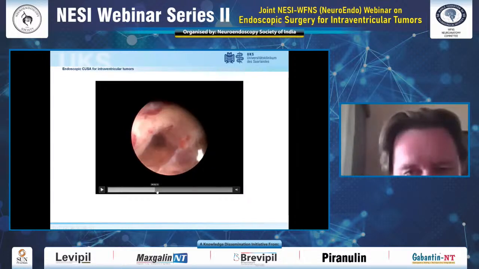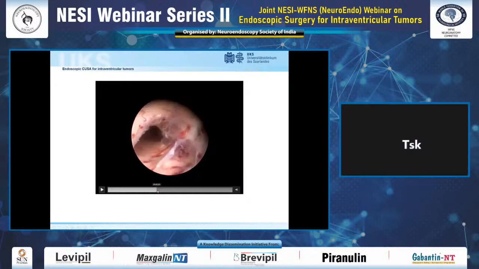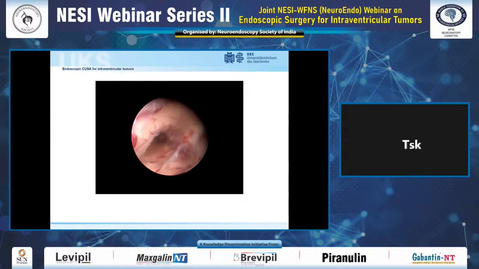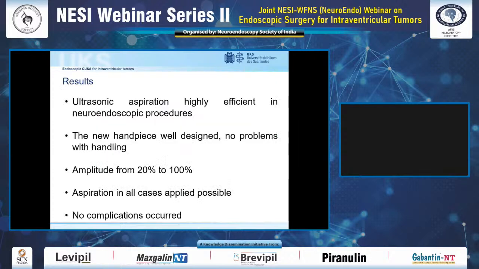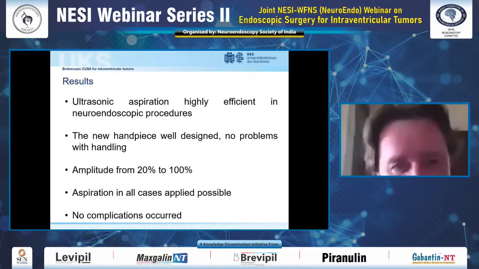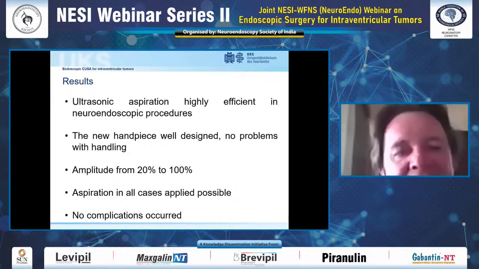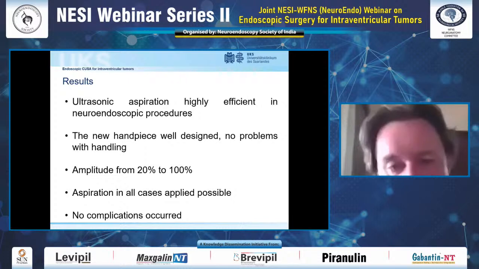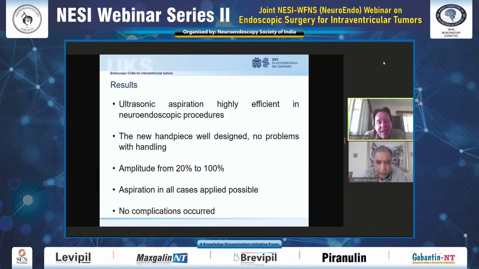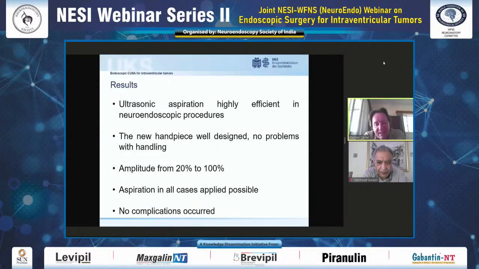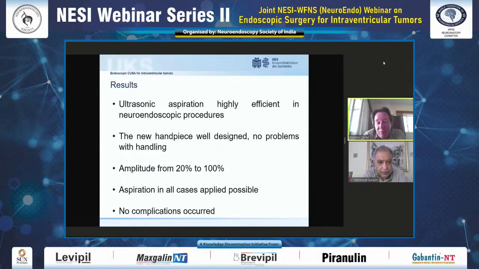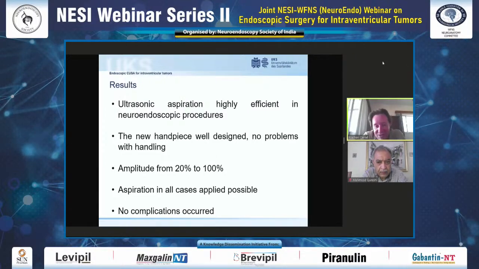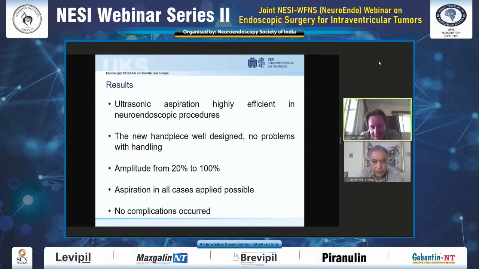And then here, this is the end result. You see the communication with the ventricle. So in our hands, the ultrasonic aspirator is highly efficient in neuroendoscopic procedures. The problem is the selection of candidates. The handpiece is well designed, and there was no problem with handling. We had sometimes significant problems with the malfunction of the handpiece. Each time the isolation is not optimum, it gives an error and then it doesn't work. But for the last maybe 2 years, somehow the handpiece is working very well.